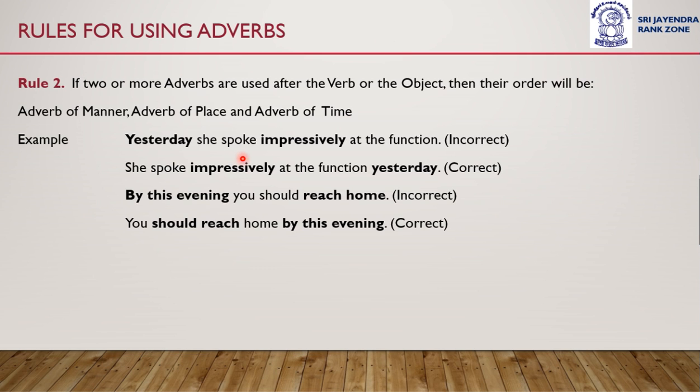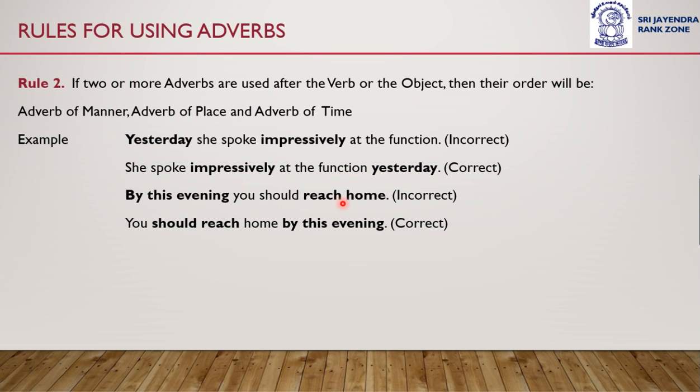Example: yesterday she spoke impressively at the function. You can see this is an incorrect statement. Why? Because impressively is an adverb of manner, and yesterday is an adverb of time. So impressively will come ahead of the adverb of time. She spoke impressively at the function yesterday. This is a correct statement.